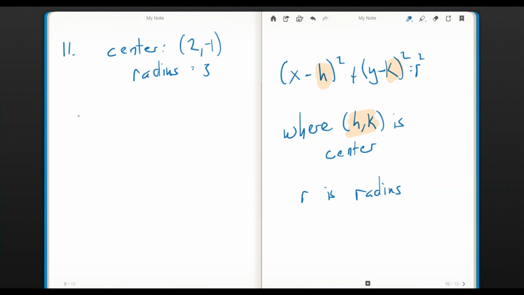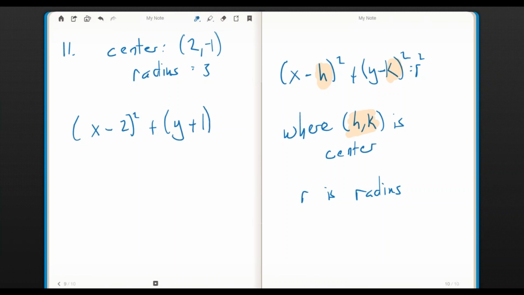So in this equation, the h value is the x value of the center, so that's 2. The k value is -1, so y minus -1 is y plus 1 squared, and it's equal to the radius squared. 3 squared is 9. That's the equation of the circle that they're looking for, and you can leave it just exactly like that.